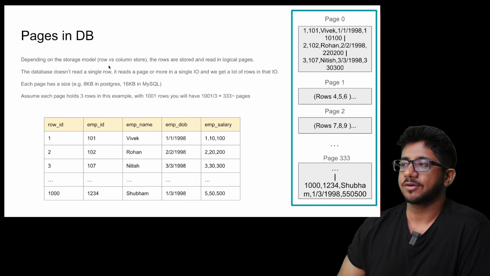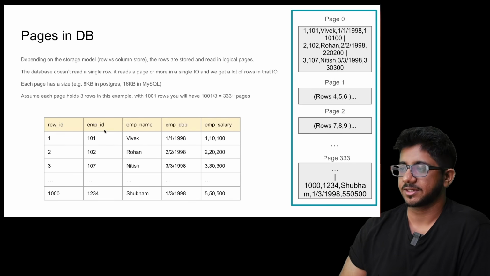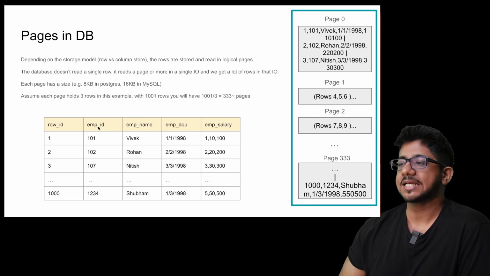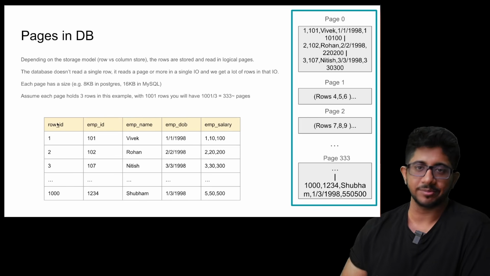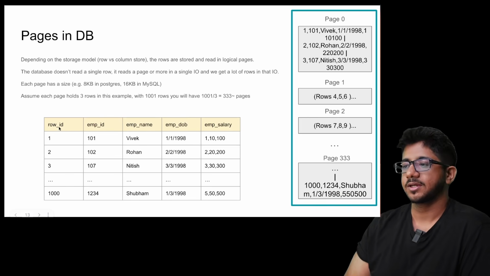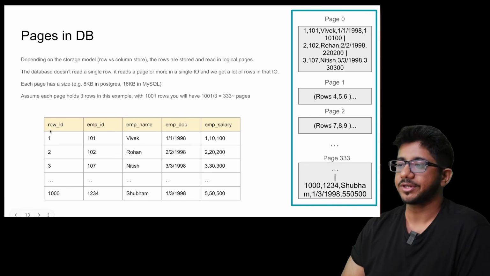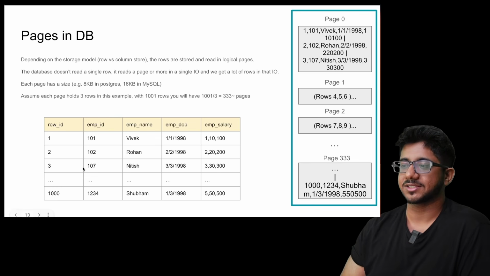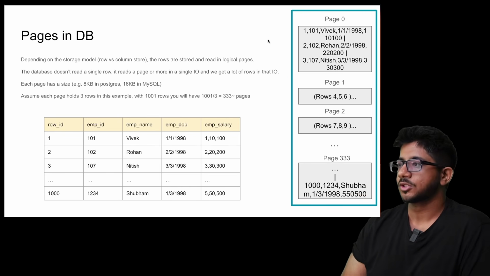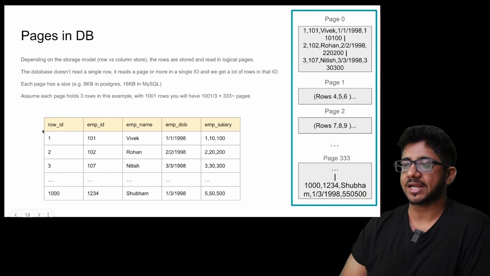Let's say you have a particular table where you have employee ID, employee name, employee date of birth, and employee salary. You would generally create a row ID. I'm trying to take an example of Postgres, but it adds a row ID in front of it, right? And then it tries to create pages of the data. So let's suppose a page can fit 3 rows. The database will try to store these things in pages of 3 rows.